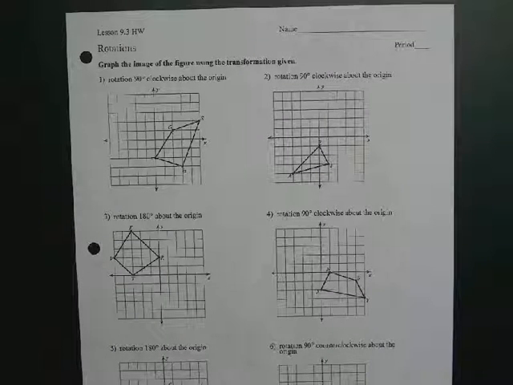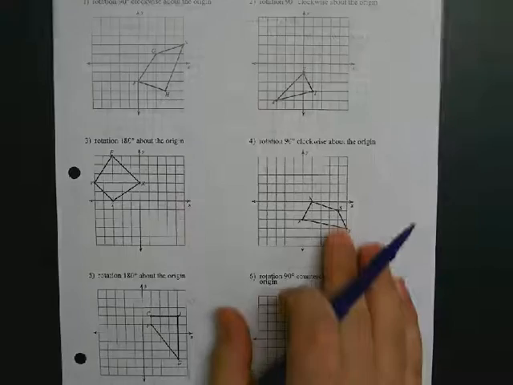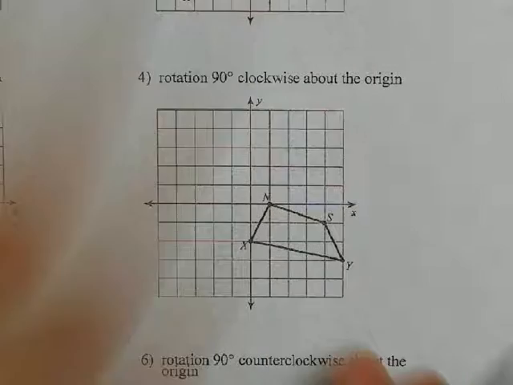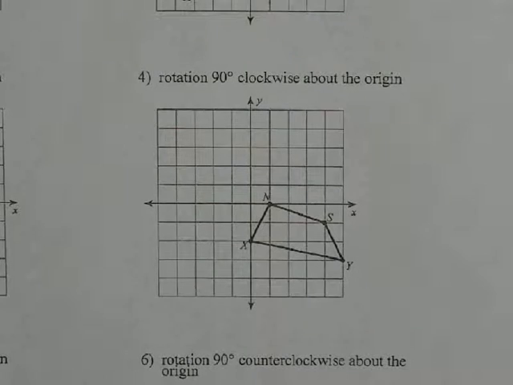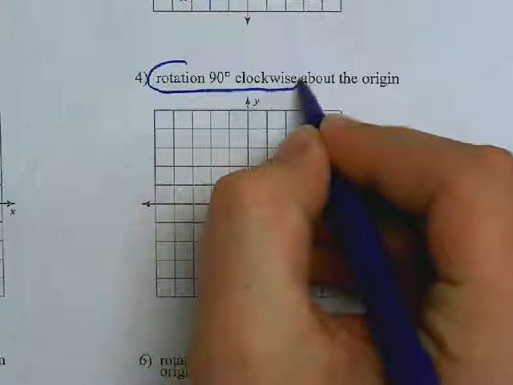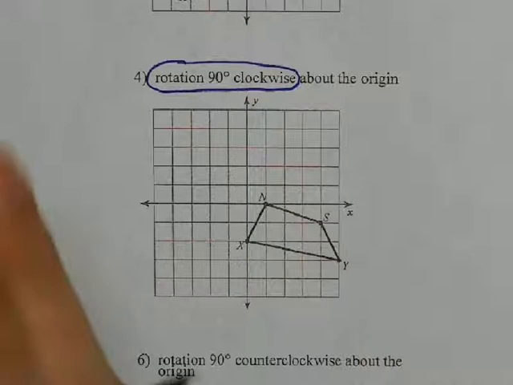This is lesson 9.3 homework, and we're going to be going over rotation. So let's start with number 4, a rotation of 90 degrees clockwise about the origin. So first step you do, always circle your rotation. Very first step, always circle that rotation so you can just remind yourself of the rotation.